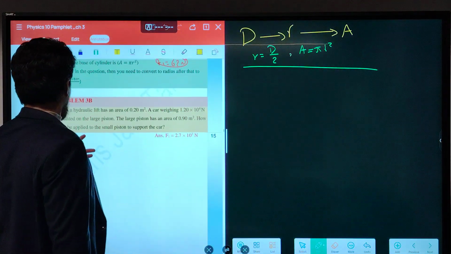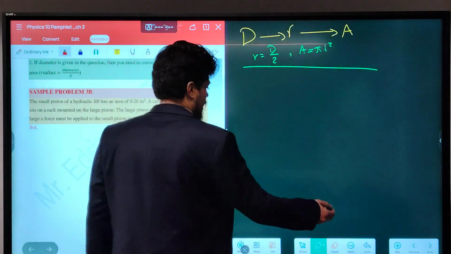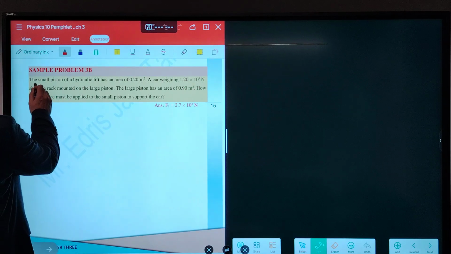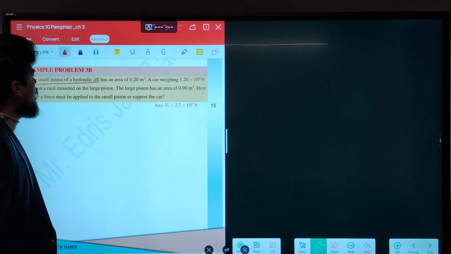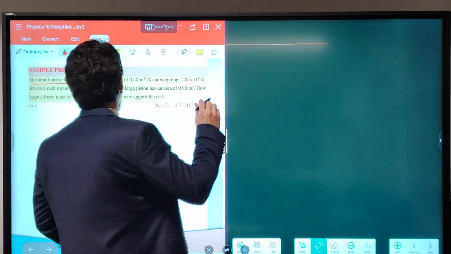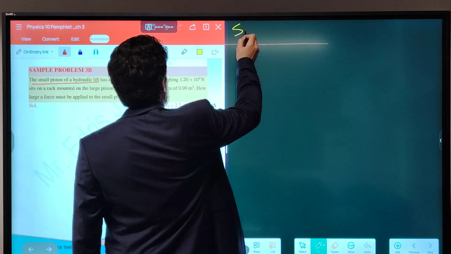Now, sample problem 3b. A small piston of a hydraulic lift has an area. The small piston has an area, it means that A1. Sample problem 3b.